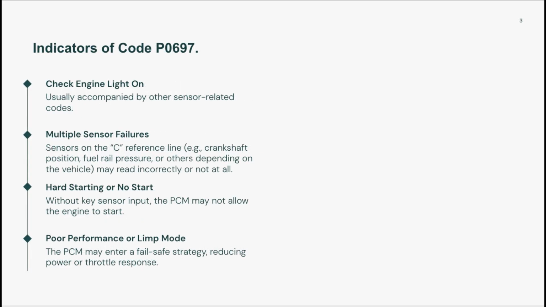When this code appears, you might notice a check engine light, along with poor engine performance or even failure to start. Since multiple sensors can share the same reference voltage, the engine computer may lose contact with critical inputs like the crankshaft position sensor or fuel pressure sensor. In some cases, the vehicle may enter limp mode, where power is reduced to prevent damage.